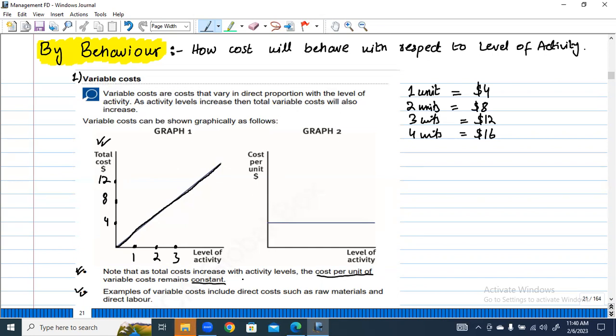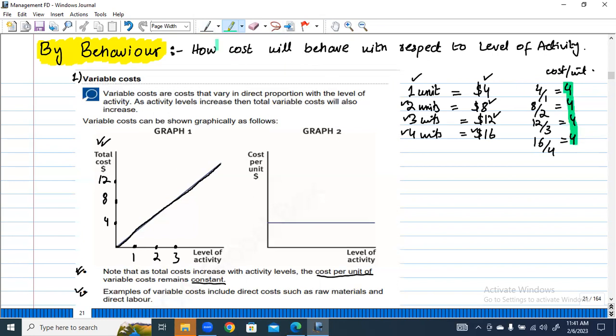It means that when you calculate cost per unit, it will be the same. For example, let me calculate cost per unit here. Cost was 4 when units were 1, so cost per unit will be 4 divided by 1, 4. Cost was 8 when units were 2, so 8 divided by 2, 4. Cost was 12 when units were 3, so 12 divided by 3, again 4. Cost was 16 when units were 4, so cost per unit will be again 4. So variable cost per unit is remaining the same. It is not changing.